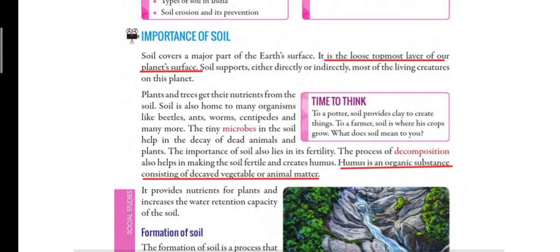In the next class, we will read about the formation of soil, or how the soil is formed. So, you will learn the portion that is taught today, and I will see you in the next session.